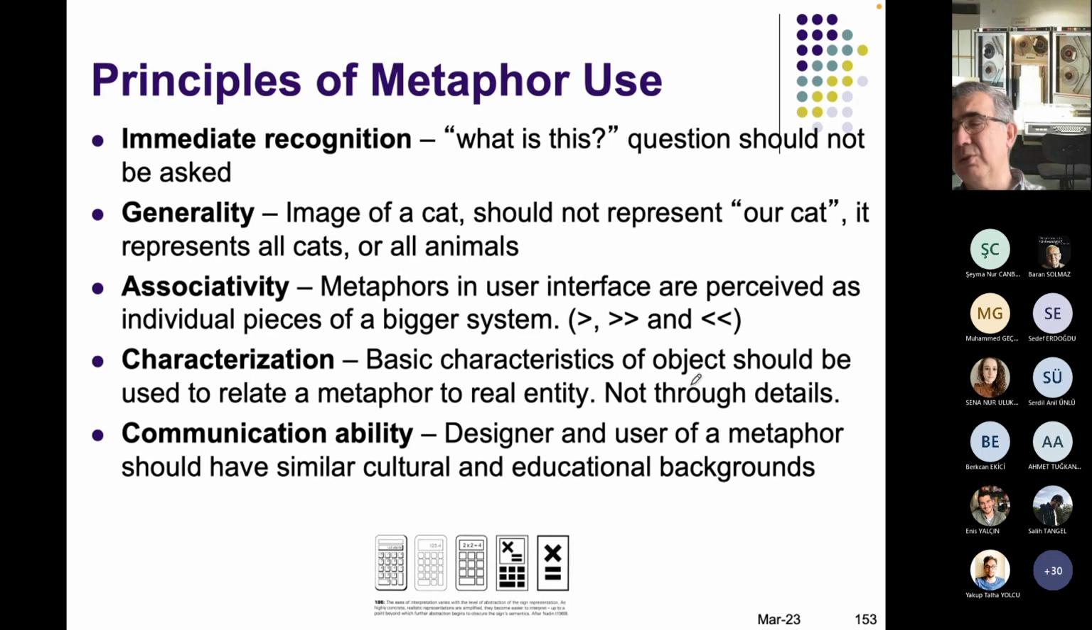Characterization. Basic characteristics of the object should be used to relate metaphor to the real entity, not through details. If you are drawing something, the fundamental basic characteristics should carry the information, not the details. For example, you don't draw a person in order to represent a shoe. In order to represent a shoe, you draw a shoe, not the person with a shoe.